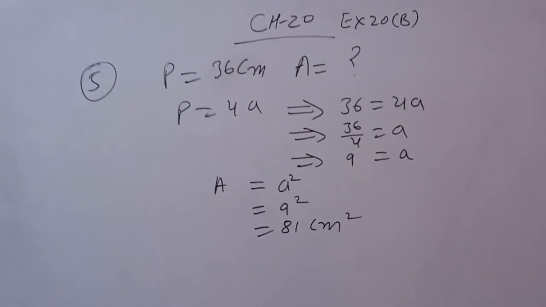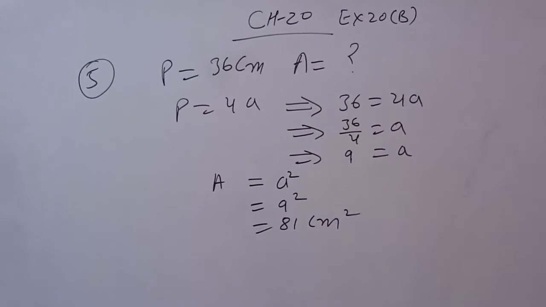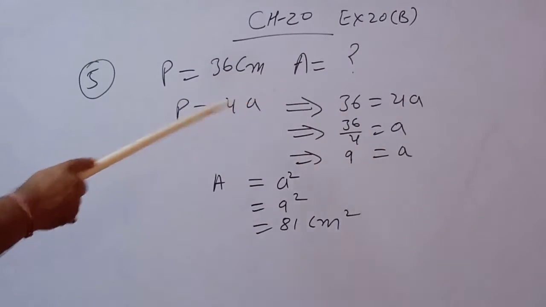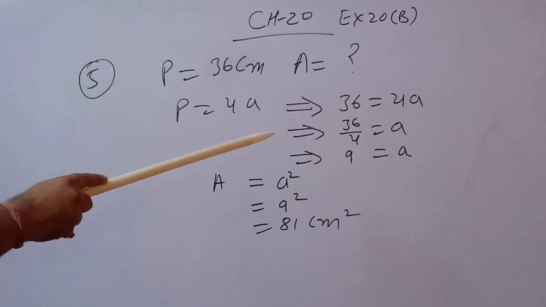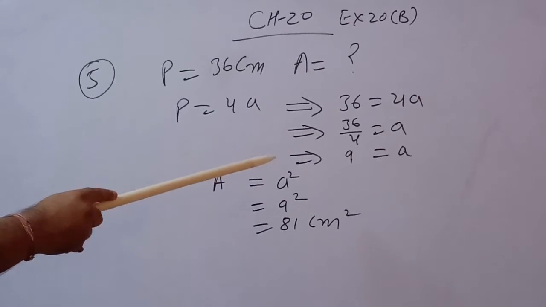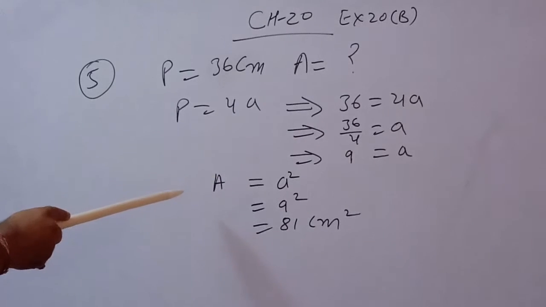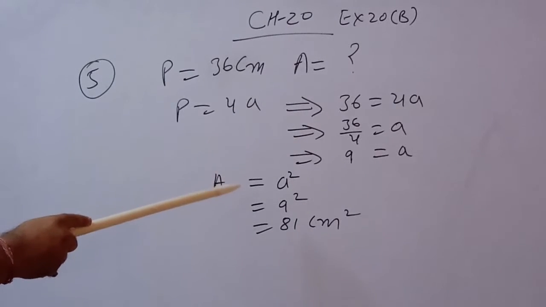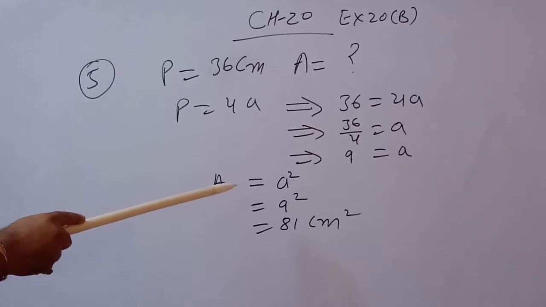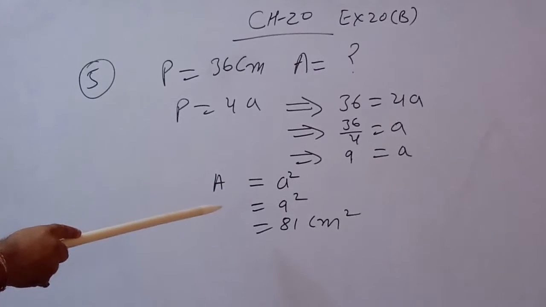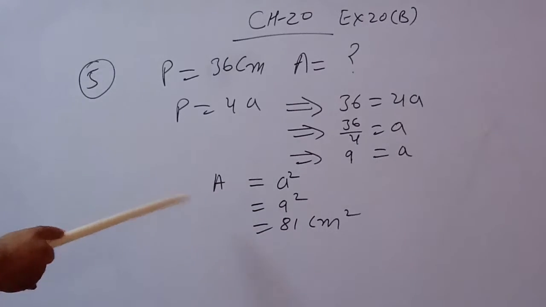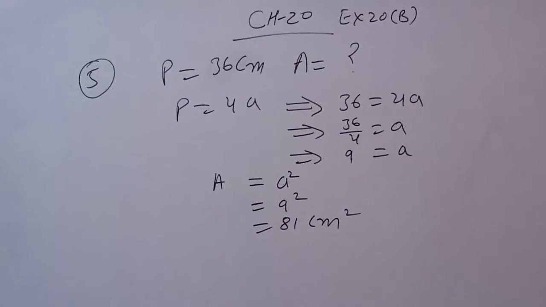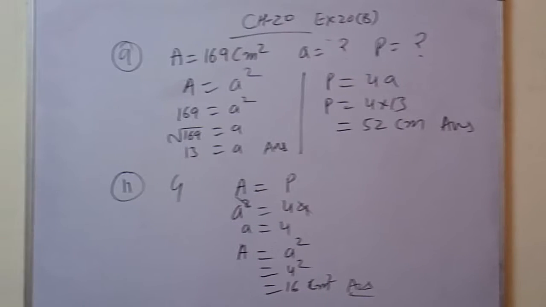Children, I am taking question number 5, exercise 20B. Here is the sum. The perimeter of a square equals 36 centimeter. Area we have to find out. So P equals 4A, we know the formula, and 36 equals 4A, that is 36 upon 4, that is A. So A equals 9. The area of the square equals A square. So A we got 9, so 9 square, that is 81 centimeter square.